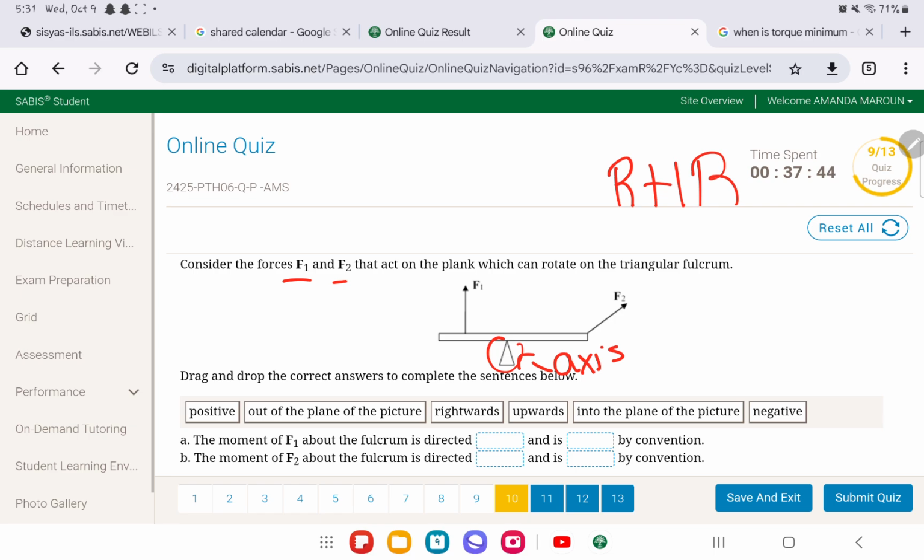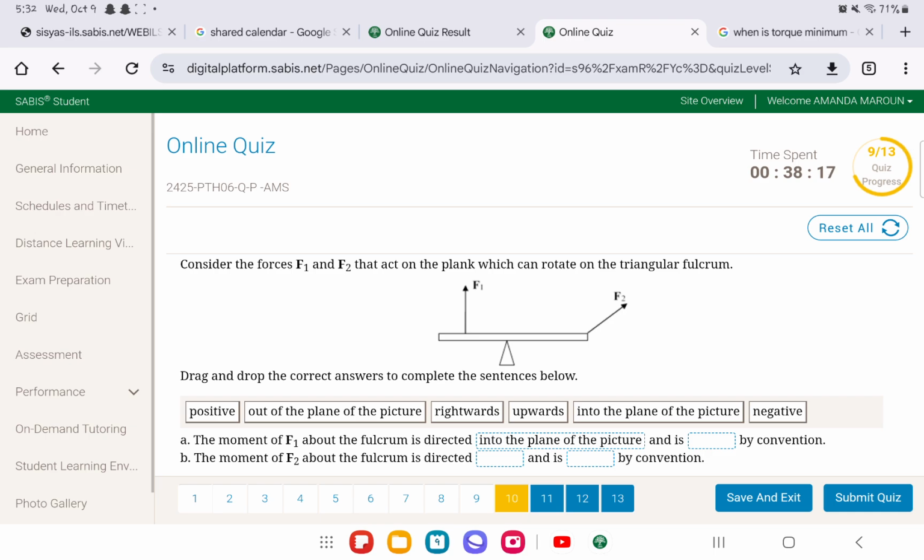And we're going to put our right hand on F1 and our palm has to face the axis. So if you notice, it is in the plane. So we're going to say into the plane of the picture. So F1 is into the plane of the picture. And we said if our thumb is pointing inwards or into the plane of the picture, or it's pointing towards our screen, then it is negative. So for the first one, the moment of F1 about the fulcrum is directed into the plane of the picture and is negative by convention.